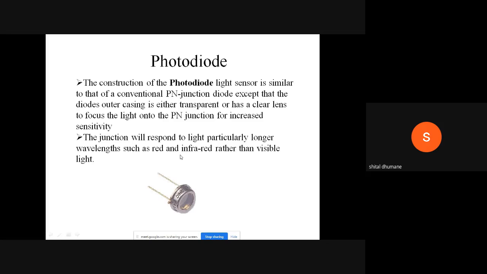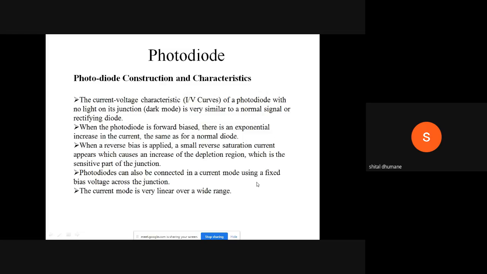So the junction will respond to light, particularly longer wavelength, such as red and infrared, rather than visible light. So this is generally used particularly for longer wavelength, such as red and infrared, rather than visible light. So we'll see the construction and characteristics of the photodiode.